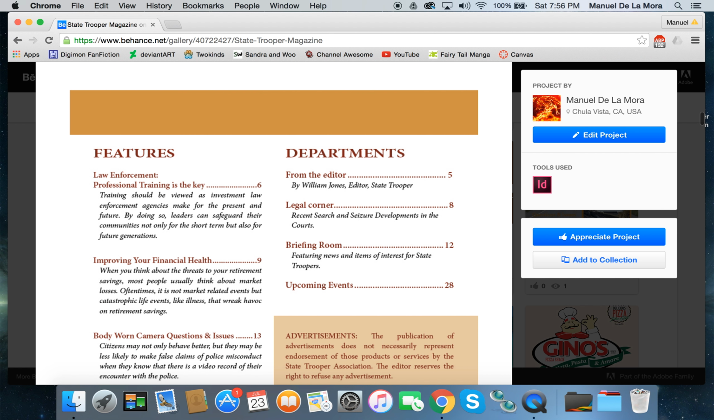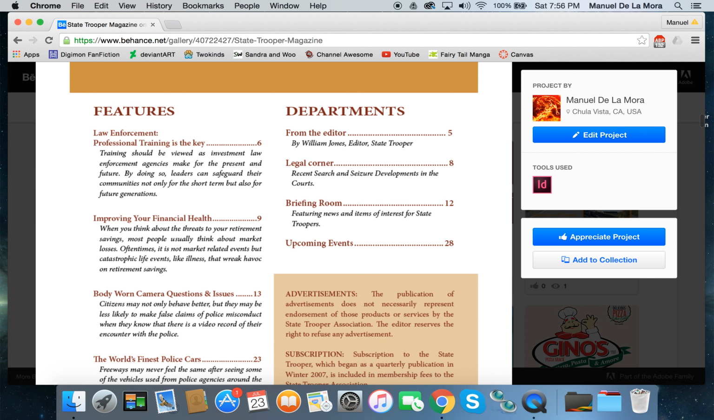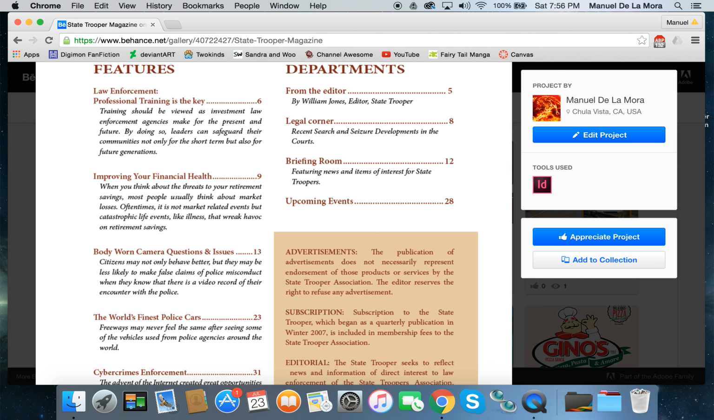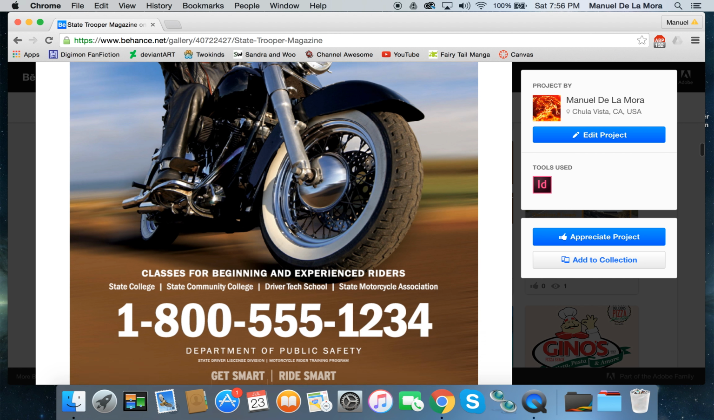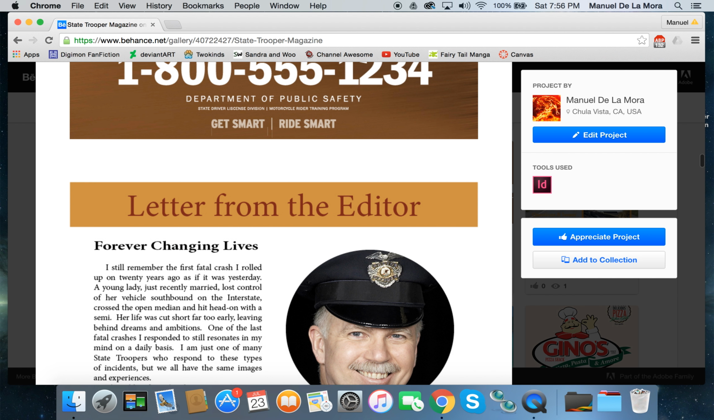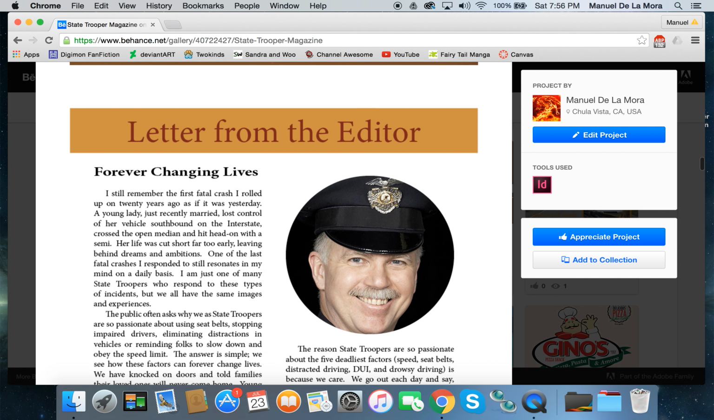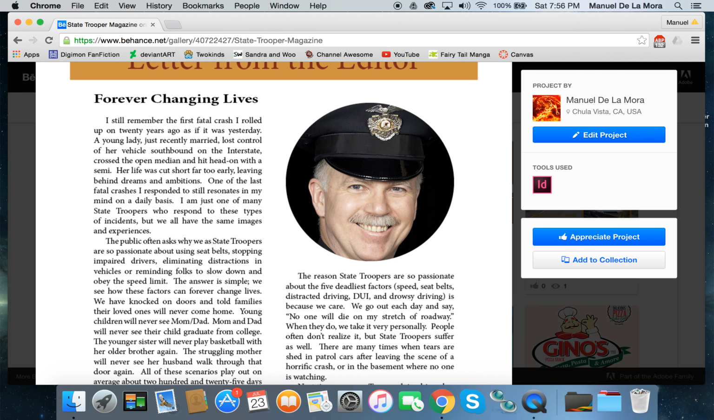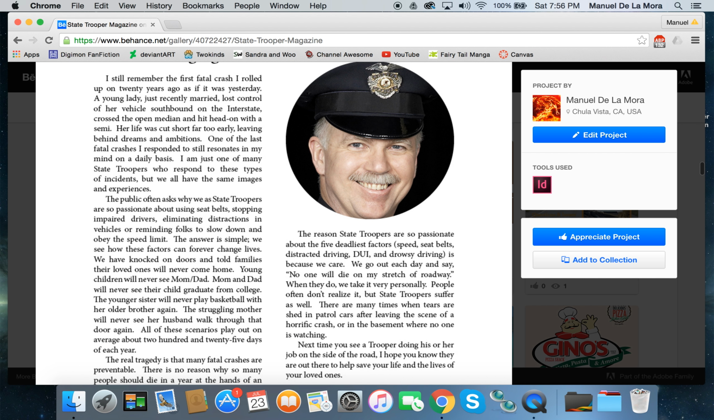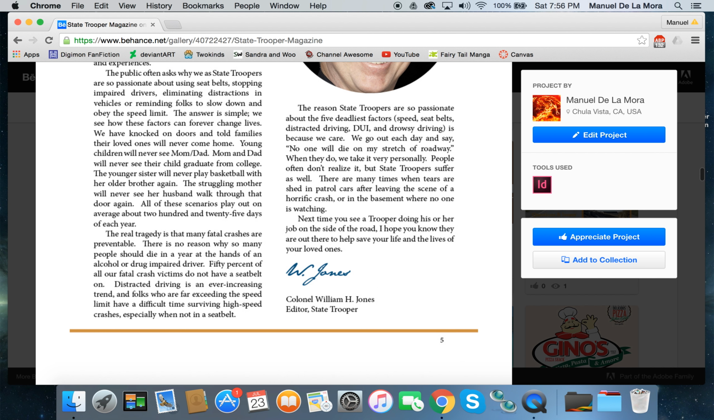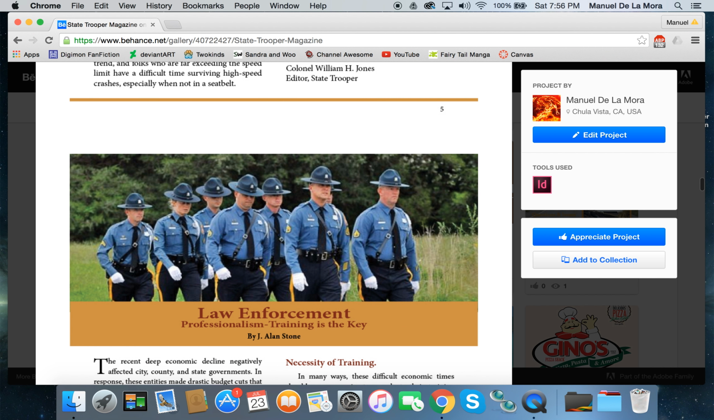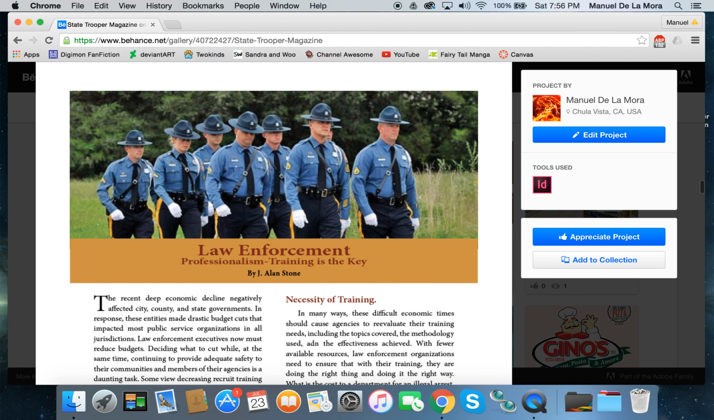Here we have the table of contents, and again, the orange and the yellow, while dividing everything evenly to make it easy to read. Here again, we have a full-page advertisement, and now we have the letter from the editor. The content is divided into columns, which is used to make it easy to read, which is also something we learned in class. And here, as you can see, I used large imagery with the headers.